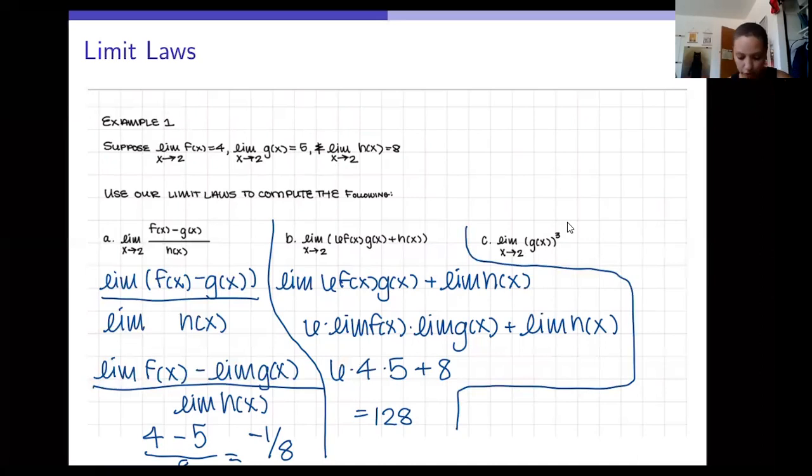And finally, we are just interested in the limit as x approaches 2 of g of x cubed. And that's the same as the limit of g of x quantity cubed. So g of x is 8, so it's equal to 8 cubed. And I'm not going to compute that because I don't know it off the top of my head. But that's how we use our limit laws.